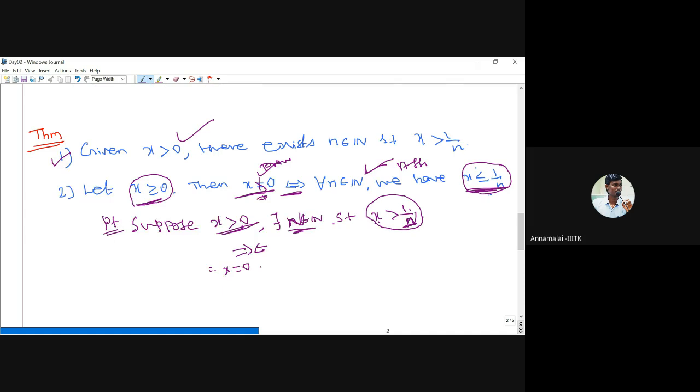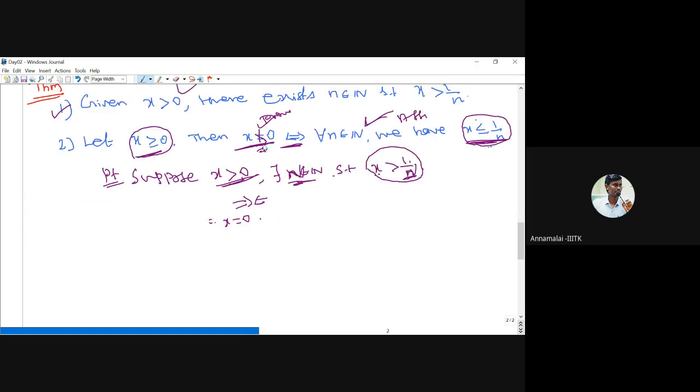Okay, now the second part. Suppose we assume x equal to 0. We have to prove that x is less than or equal to 1 by n for all n. That is trivial, since x equal to 0 and all 1 by n's are positive numbers, because natural numbers are positive. Therefore we can take x less than or equal to 1 by n. So that converse part is trivial. This is a very important thing: whenever you want to prove a positive number is 0, it is enough to prove that the number is less than or equal to 1 by n for all n. Okay, it's very important.